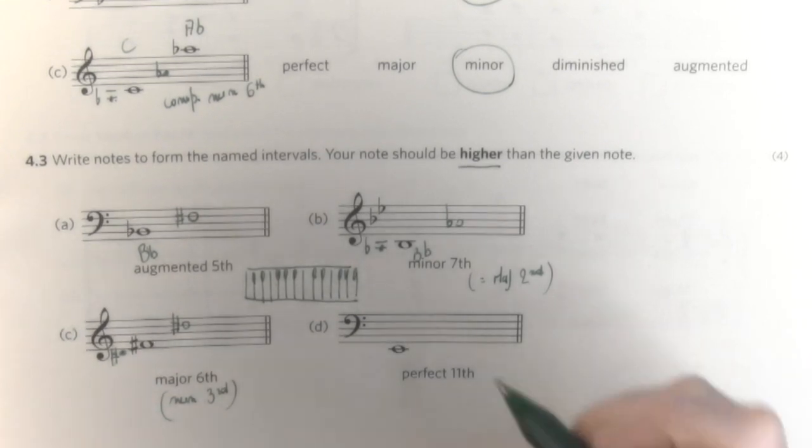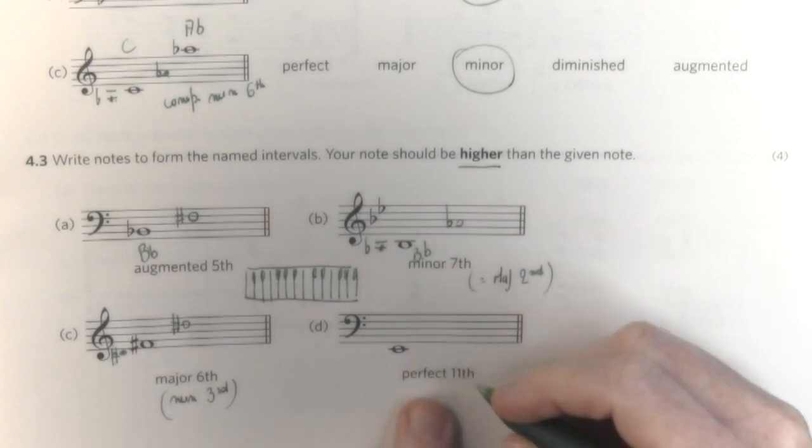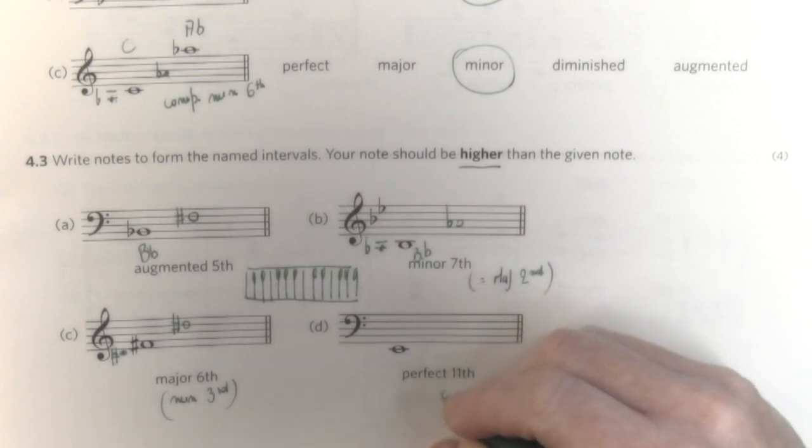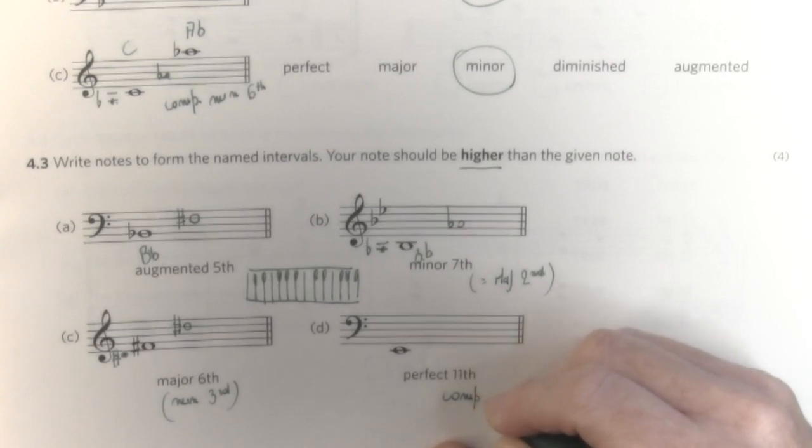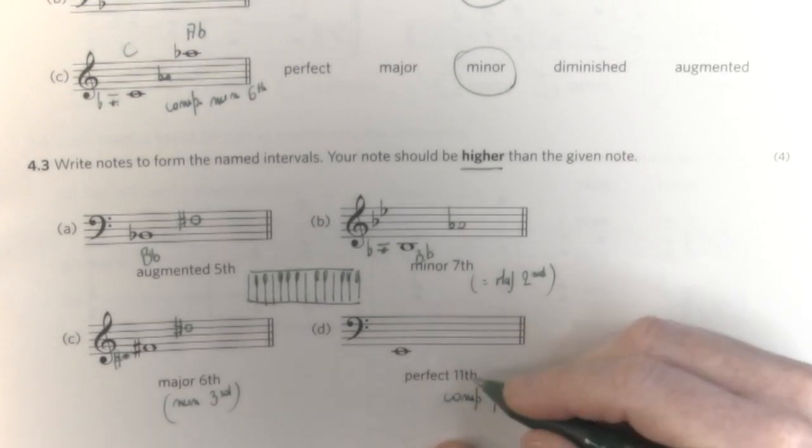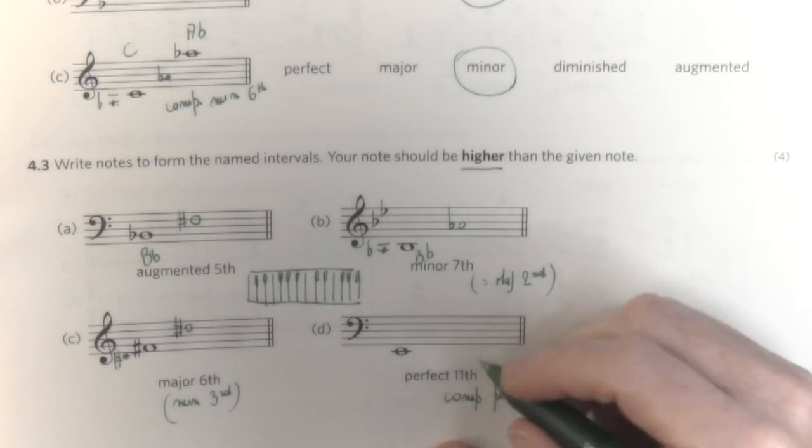The last example is a perfect 11th. Now, a perfect 11th is a compound perfect. To do that, you need to do 11 minus 7, which is a fourth.